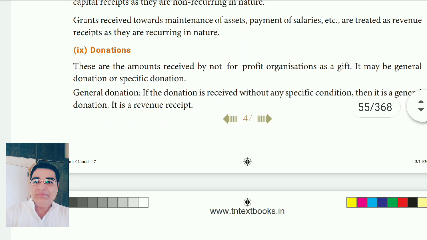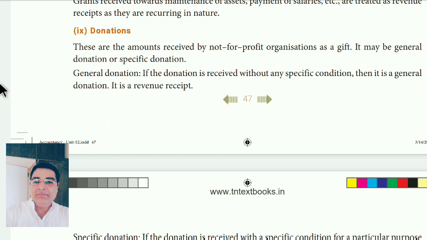Next one, donation. These are the amounts received by NPO, not for profit organization, as a gift. It may be general donation or specific donation. So someone is giving donation to the company. So donation will be two types: one is general donation and one is specific donation. General donation: if the donation is received without any specific condition, then it is general donation. It is a revenue receipt.